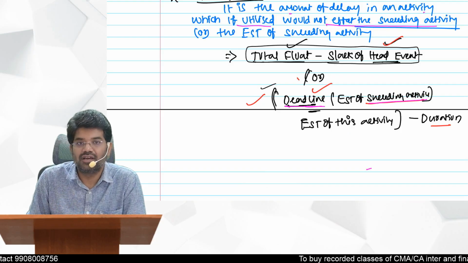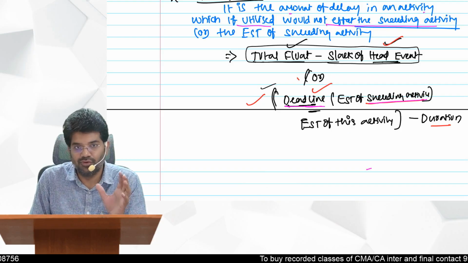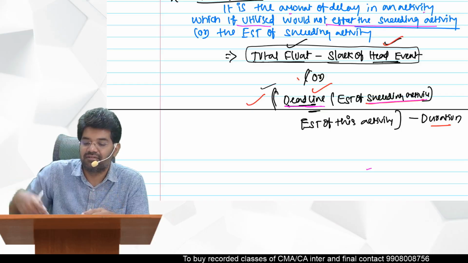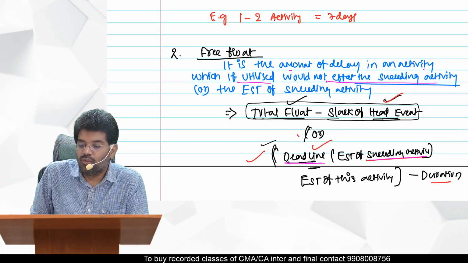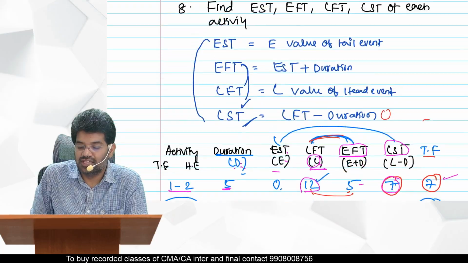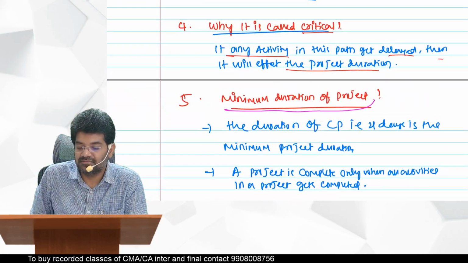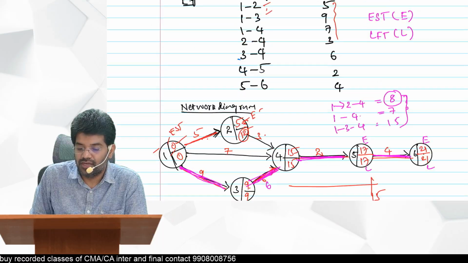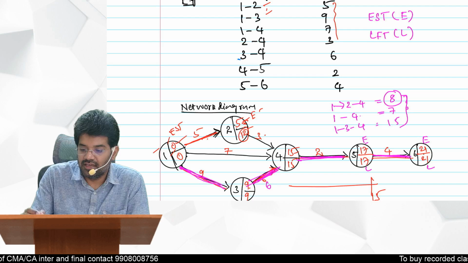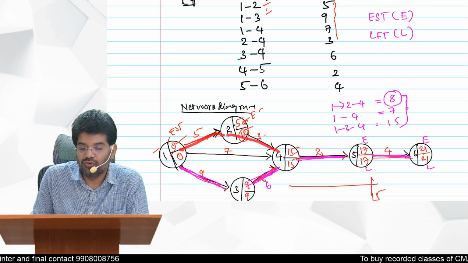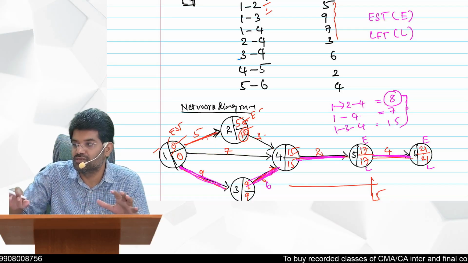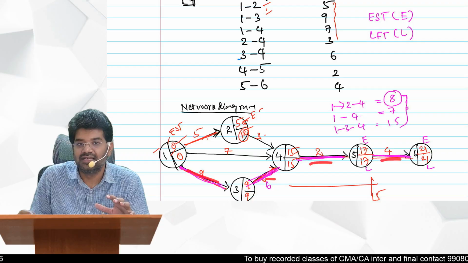1 to 2 does not have that free float. Even though it has float, 7 days it can utilize, the thing is it is going to affect the 2 to 4 activity. So nowhere else in this diagram will you find free floats. The reason is only in this direction, only here there is a possibility: 1 to 2, 2 to 4, 1 to 7. Here only you have the possibility of floats. Remaining, nowhere you have floats, because all the remaining are critical activities only.